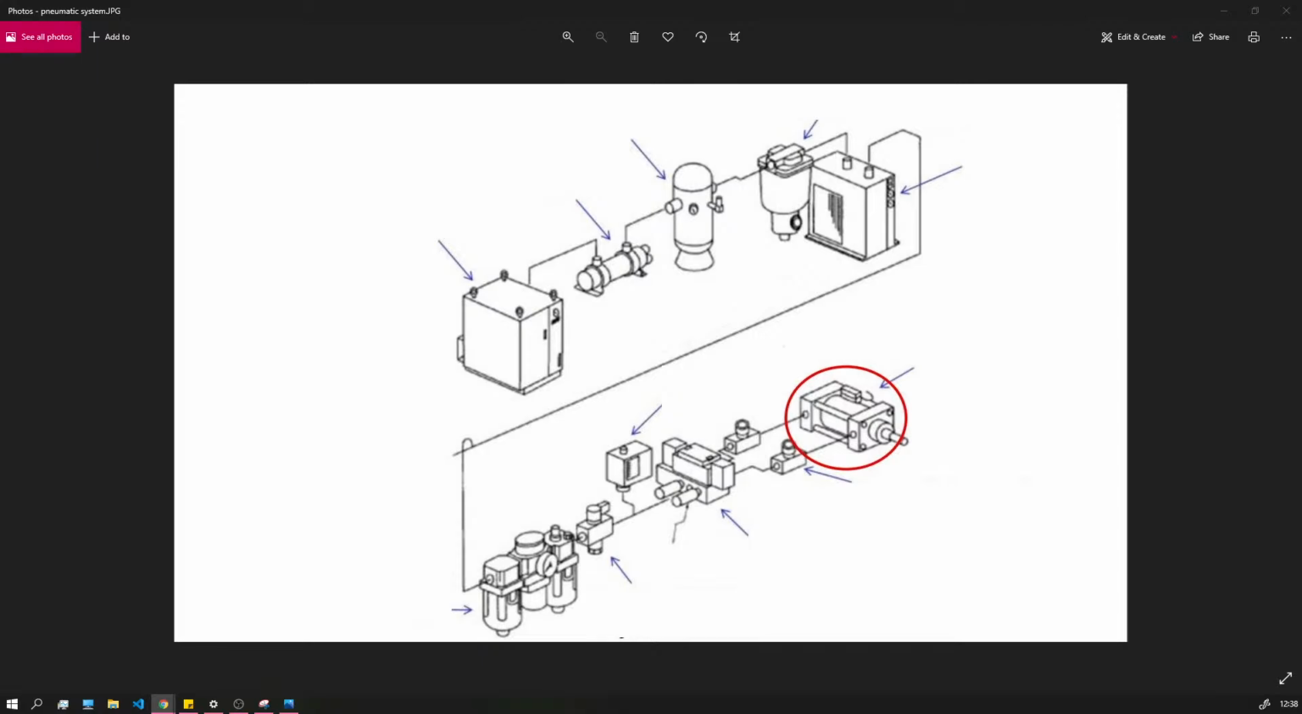Anyway, today we are going to talk about the basics of why they are necessary for the systems.